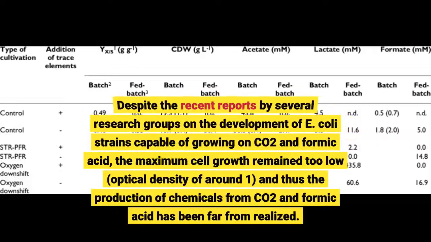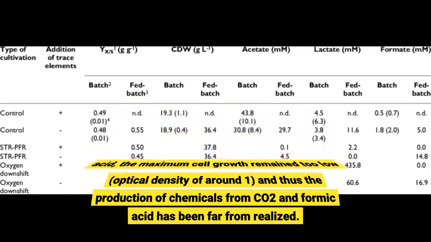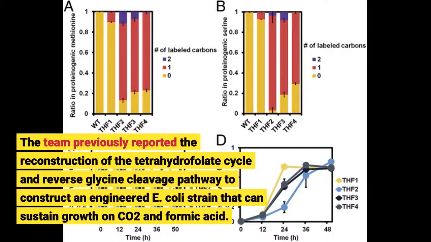Despite the recent reports by several research groups on the development of E. coli strains capable of growing on CO2 and formic acid, the maximum cell growth remained too low, optical density of around 1, and thus the production of chemicals from CO2 and formic acid has been far from realized. The team previously reported the reconstruction of the tetrahydrofolate cycle and reverse glycine cleavage pathway to construct an engineered E. coli strain that can sustain growth on CO2 and formic acid.